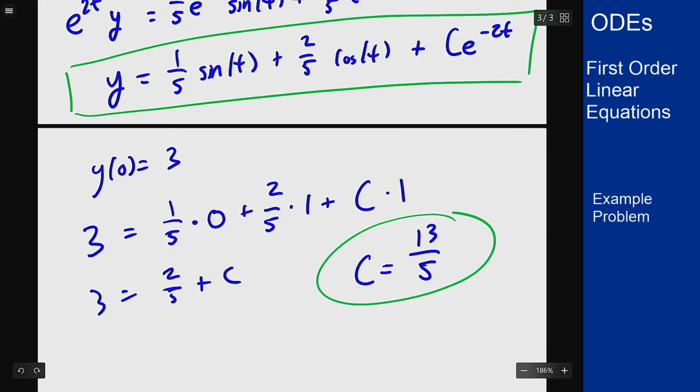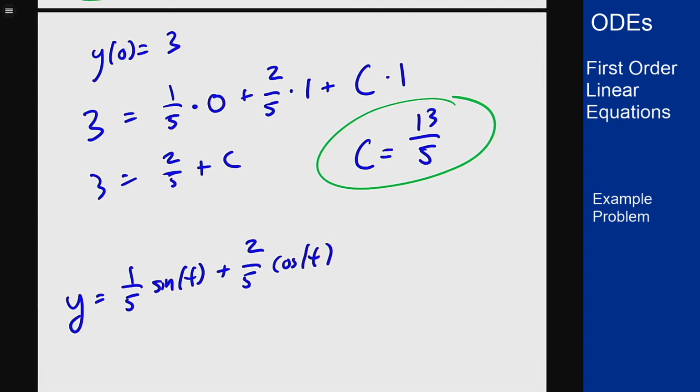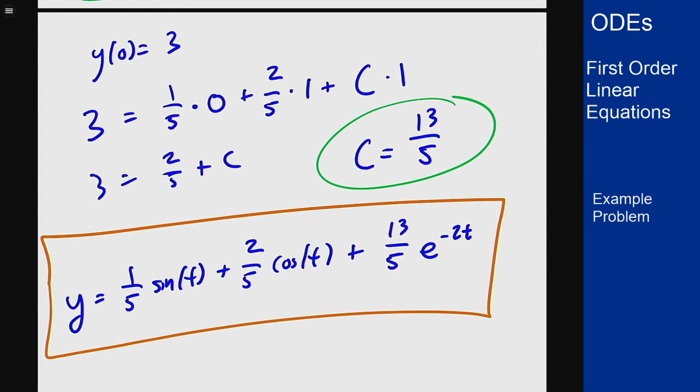Thus, my final answer for this initial value problem is y is 1/5 sine of t plus 2/5 cosine of t plus 13 over 5 times e to the minus 2t. That's how you work out this initial value problem for a first order linear equation with a right-hand side that in this case required double integration by parts, but besides computing that integral, the rest of the problem follows the same algorithm as it always does. Integrating factor, integrate both sides, get to a general solution, and then figure out the constant c to give you the solution to the problem that you want.